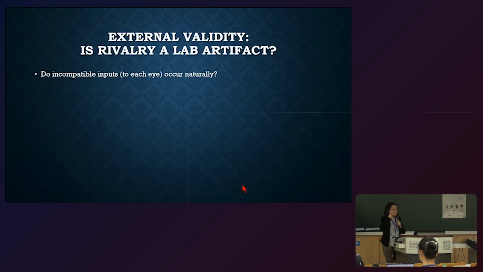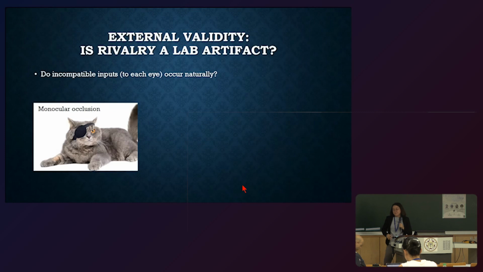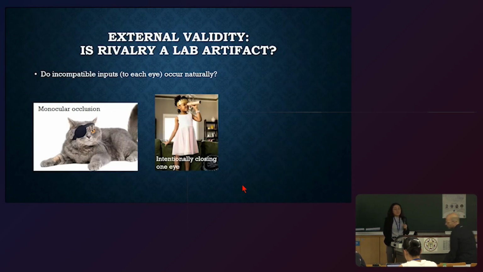Let's go through the first criticism. Is rivalry or interocular suppression a lab artifact? We first need to ask ourselves, do we experience incompatible inputs to each eye in the real world? Some ways we can experience incompatible inputs are monocular occlusion, with the pirate cat you see here, or when we intentionally look through a telescope or close one eye, we get incompatible inputs.